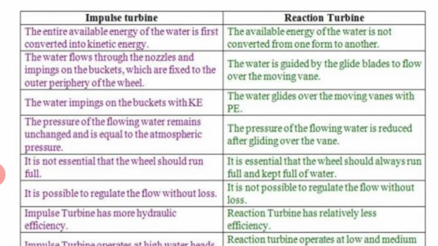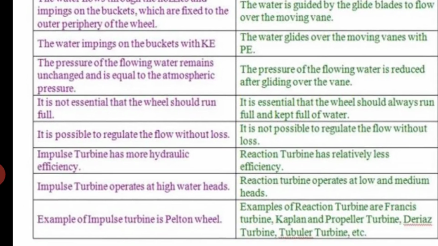In reaction turbines the water glides over the moving vanes with potential energy. And the fourth one is that the pressure of the flowing water remains unchanged and is equal to the atmospheric pressure, whereas in a reaction turbine, the pressure of the flowing water is reduced after gliding over the vane. The next difference is that in an impulse turbine, it is not essential that the wheel should run full, but in a reaction turbine, it is essential that the wheel should always run full and be kept full of water. In an impulse turbine, it is possible to regulate the flow without loss, and in a reaction turbine, it is not possible to regulate the flow without loss.